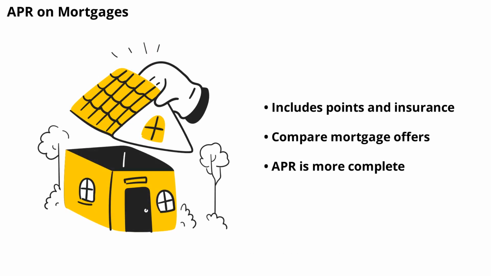For mortgages, APR is especially useful because it includes not just the interest rate, but also points, mortgage insurance, and other fees. This makes it easier to compare different mortgage offers, even if the interest rates look similar. Always use APR to compare mortgage options, not just the advertised rate.